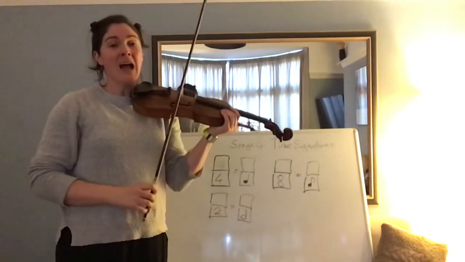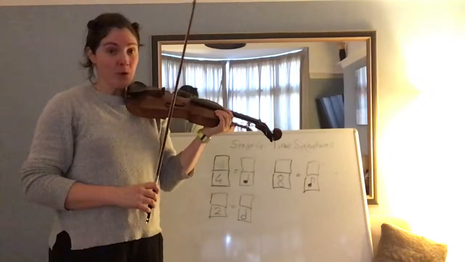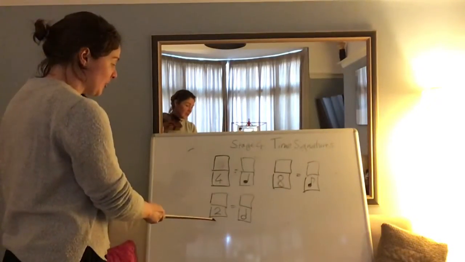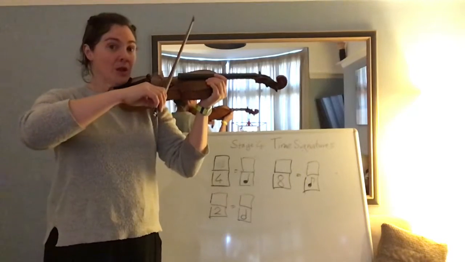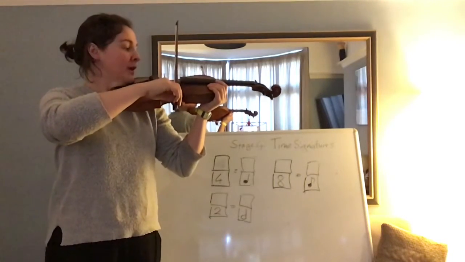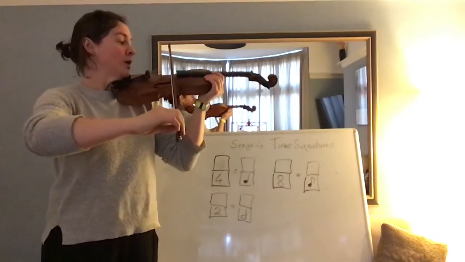Okay? And last, we're going to do a minim pulse. So we're going to pretend that our time signature has a 2 at the bottom, which codes for a minim. Okay, are we ready? Off we go. 2, 2.